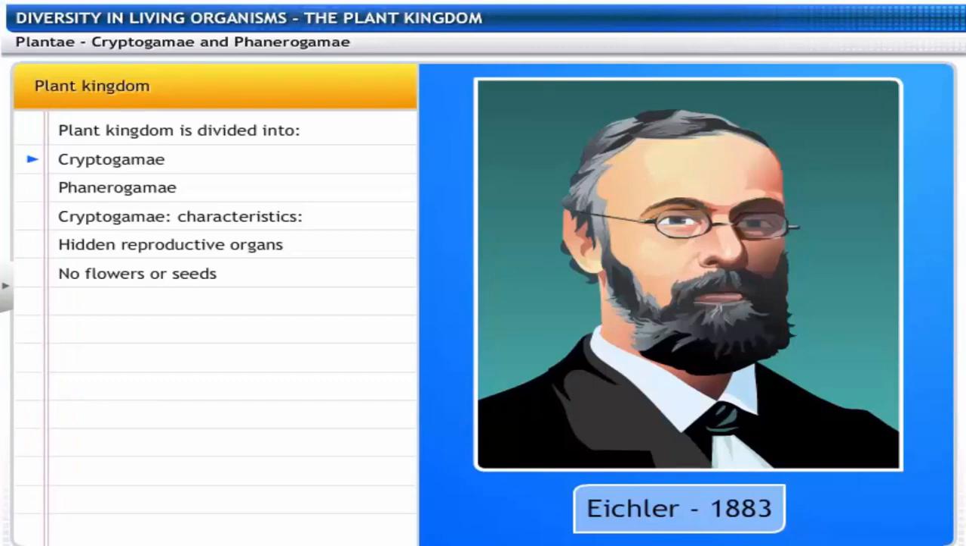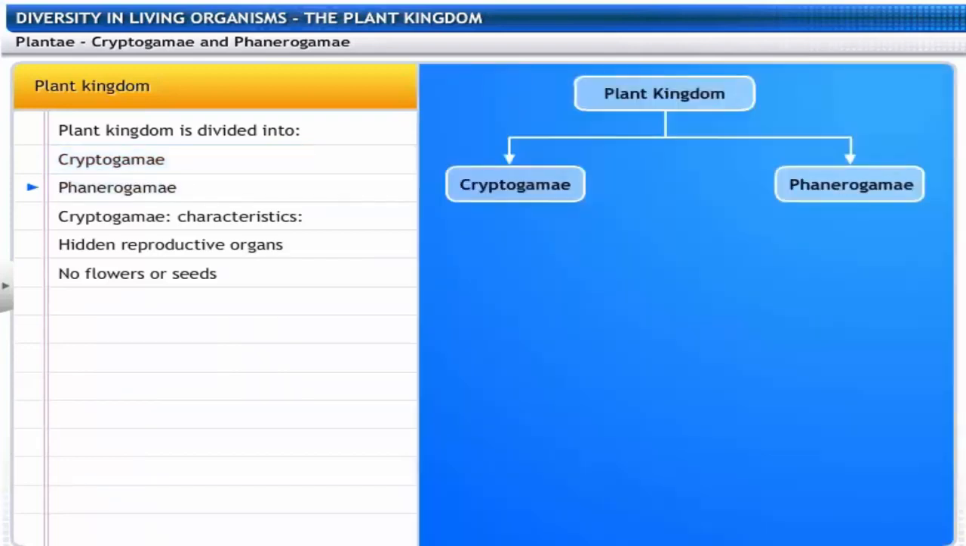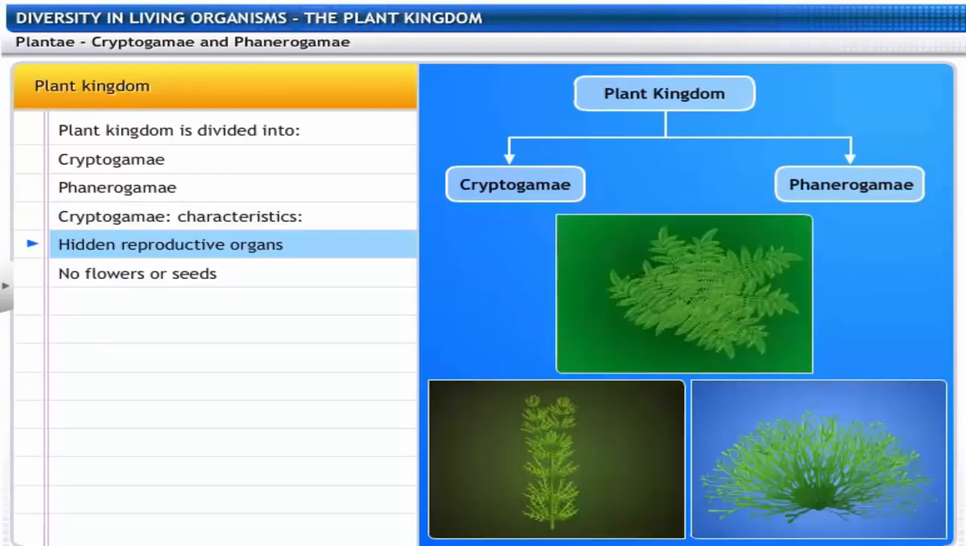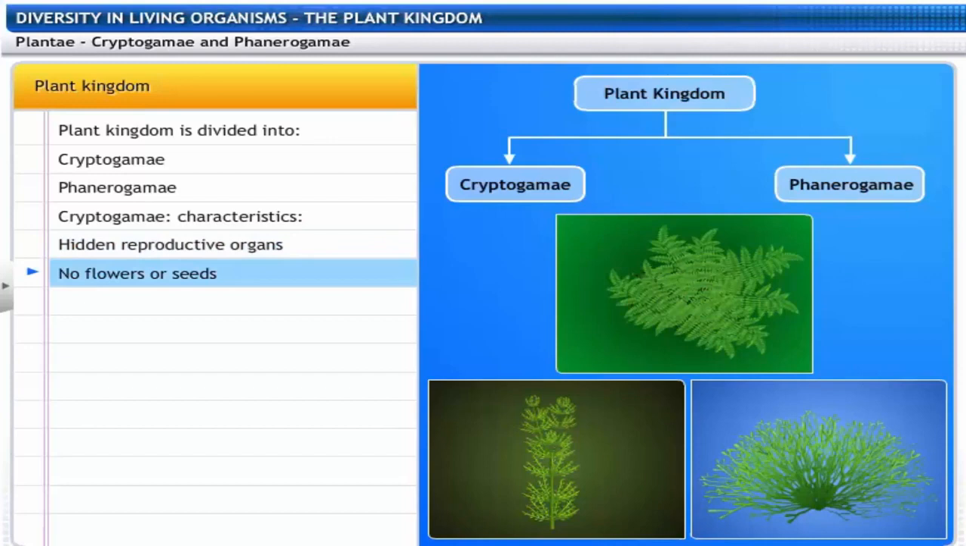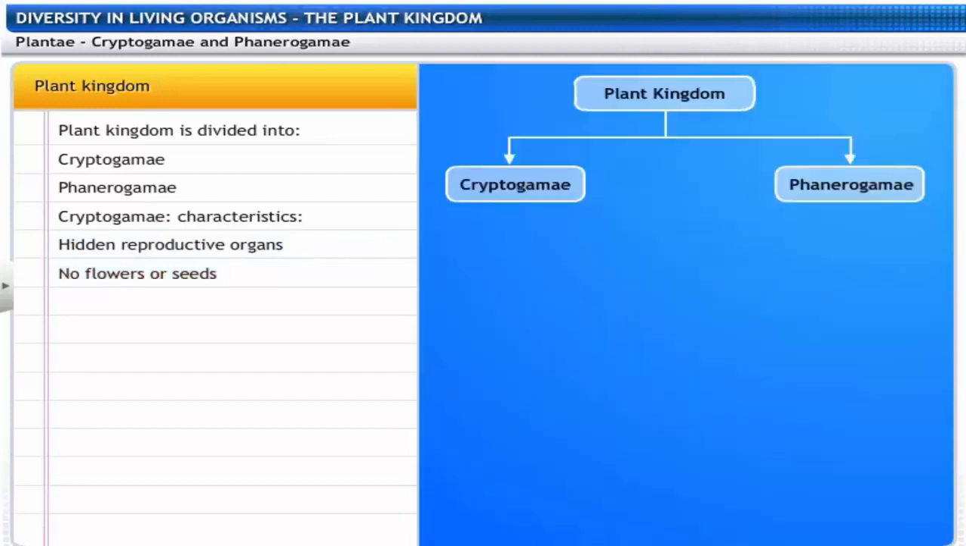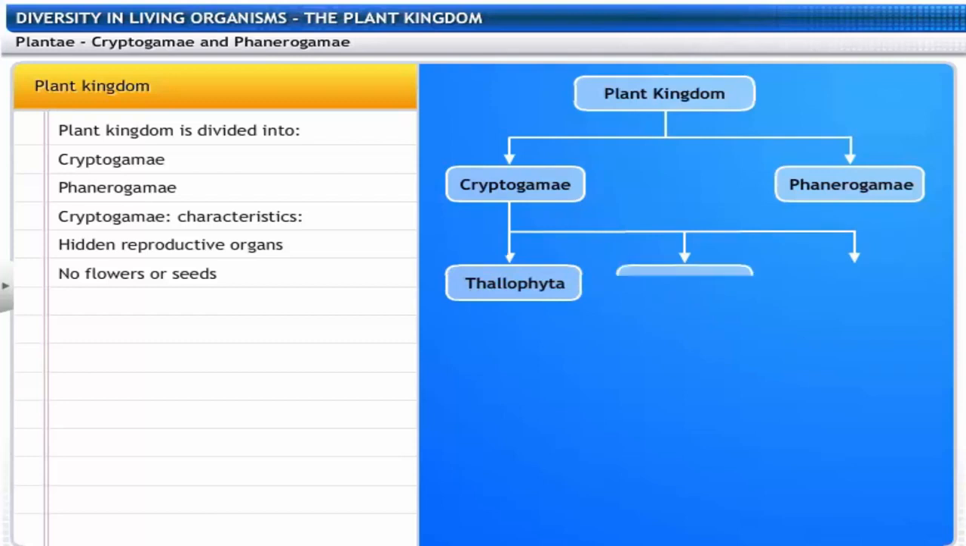In 1883, Eichler classified the plant kingdom into 2 sub-kingdoms, Cryptogamy and Phanerogamy. The sub-kingdom Cryptogamy includes plants with hidden reproductive organs. These plants do not bear flowers or seeds. Cryptogamy are further divided into 3 groups: Thallophyta, Bryophyta, and Pteridophyta.